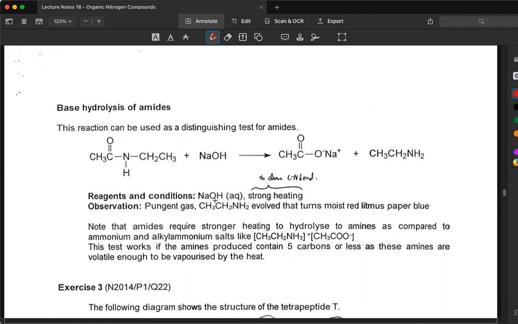So what is this reaction? You can use sodium hydroxide with strong heating. What happens is that you're going to form your favorite ethylamine, with the pungent fishy smell, and it's also alkaline. This amide linkage is broken, and then you form O minus, and this one forms back the ethylamine.